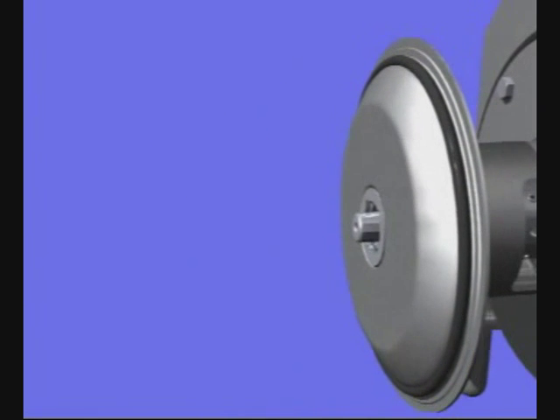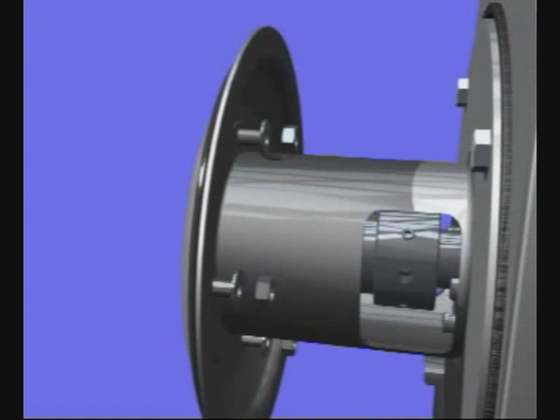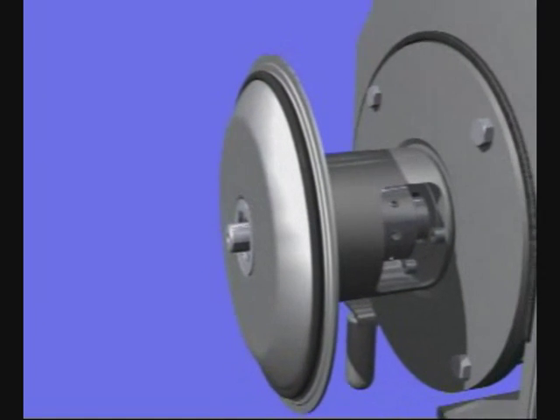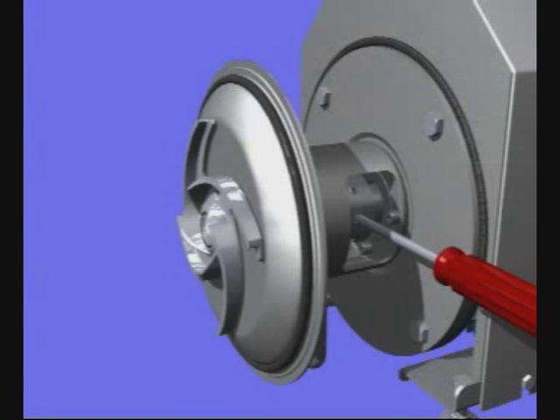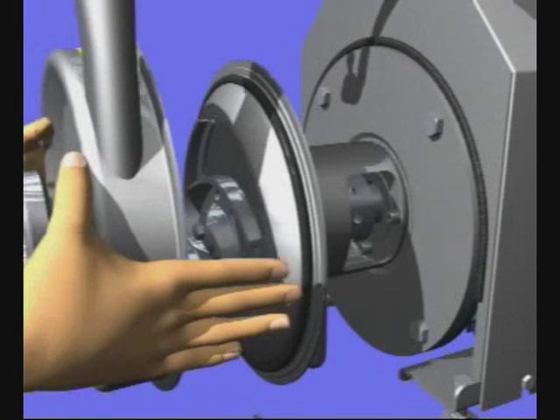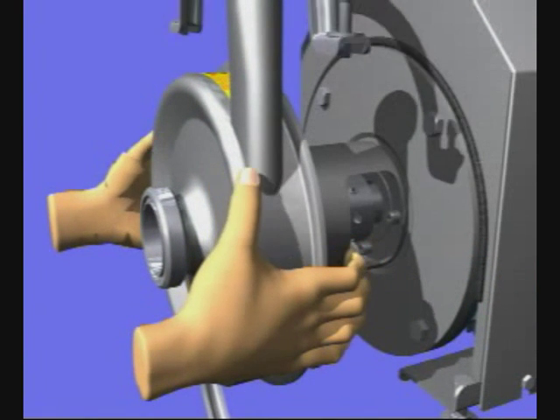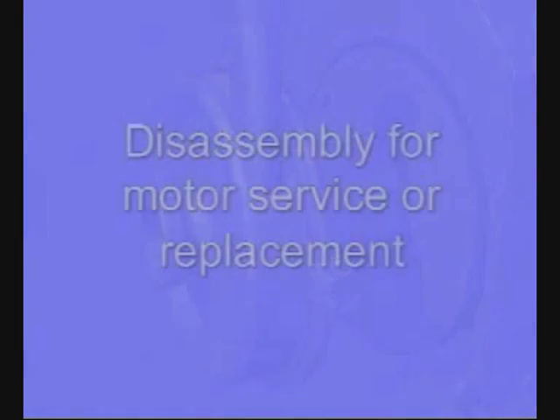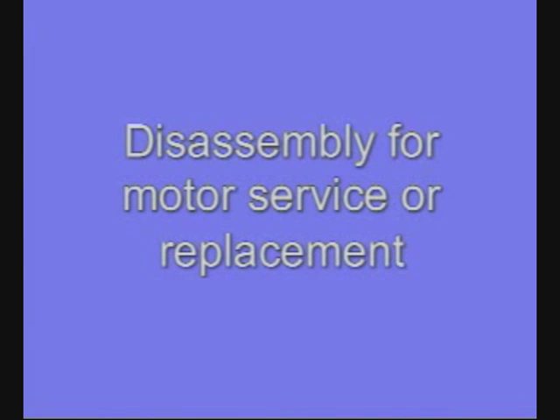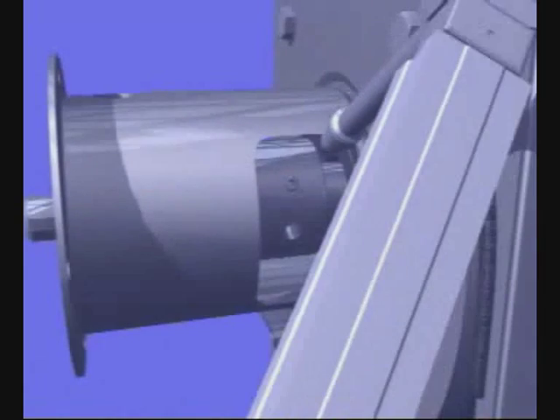Fit the back plate and the flushing pipes. The remainder of the assembly is identical to the servicing of a single shaft seal. When motor servicing or replacement is needed, follow the disassembly instructions until the back plate is removed, as shown previously.